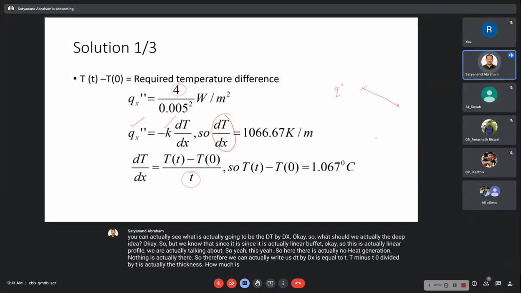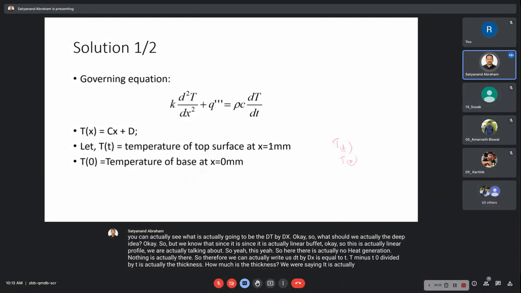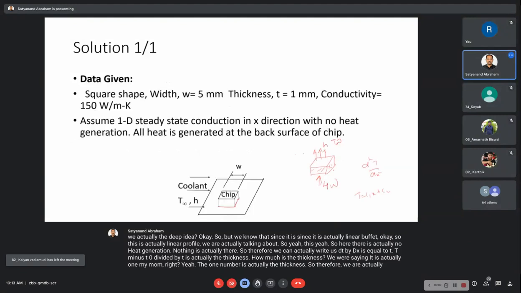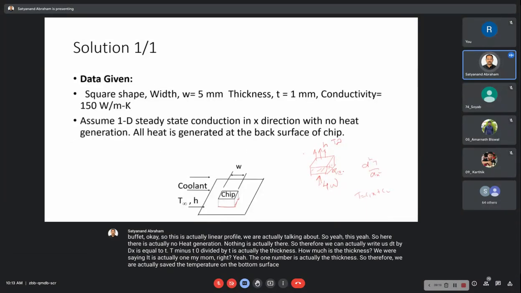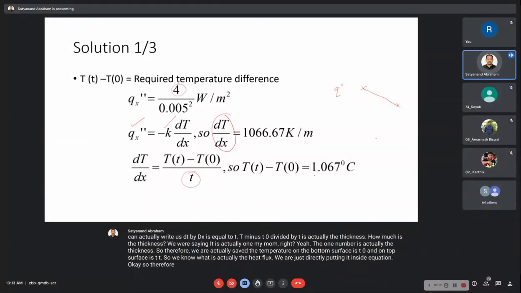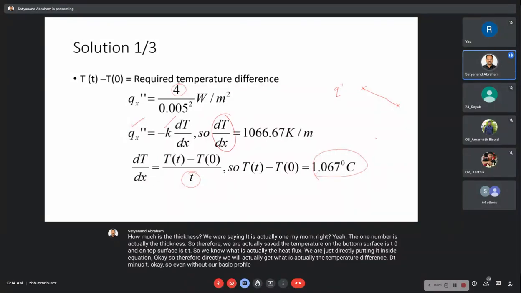How much is the thickness we were saying? It is 1 mm, right? So 1 mm is the thickness. Therefore, the temperature on the bottom surface is T0 and on the top surface is Tt. We know the heat flux, so we are directly putting it into the equation. Directly we will get the temperature difference, Tt minus T0. So even without our basic profile, we could get the temperatures.